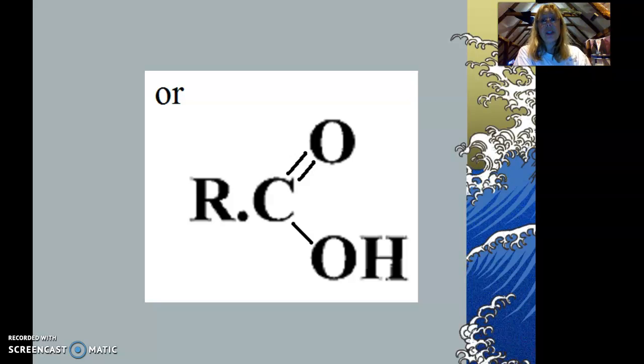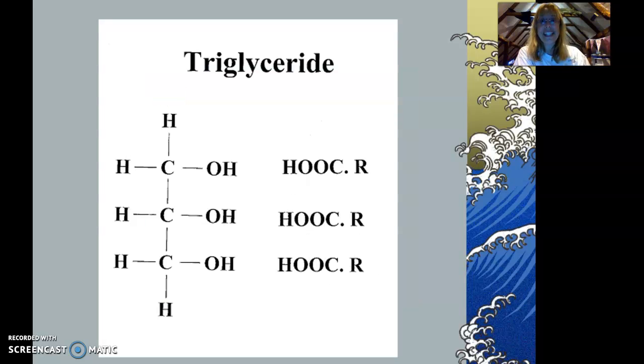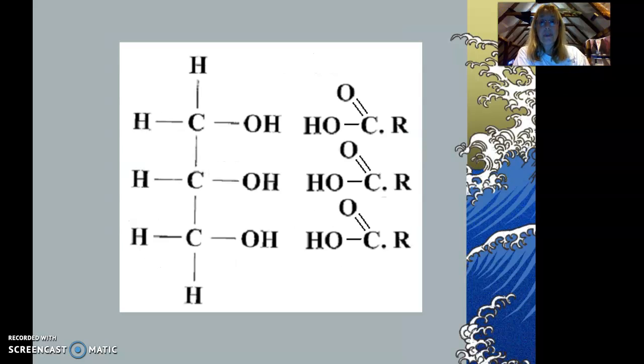Okay, so we got the glycerol and the fatty acids, but how do they bond? And this is the bit they love asking. So the key thing is I've got to line up the hydroxides with the carboxyl groups. And just like we did with all our other reactions, we're going to have a condensation reaction where we remove water. So what's going to happen?